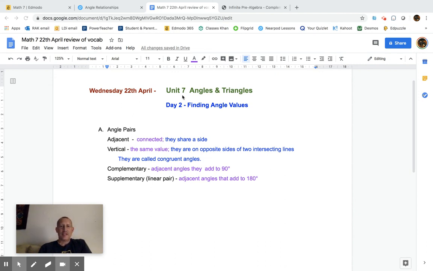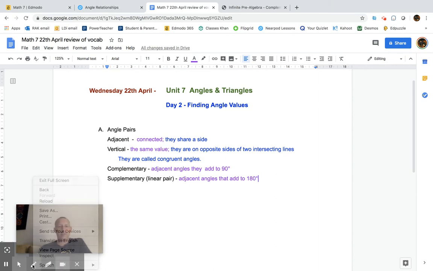We're going to quickly look over finding angle values. Now, this is going to be for angle pairs. Just to review, we talked about four different kinds of angle pairs. There are angle pairs that are adjacent. That just means they share the same side. They're connected. Then we have vertical pairs. They're actually on the opposite sides of two adjacent angles.